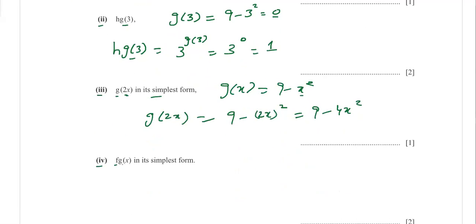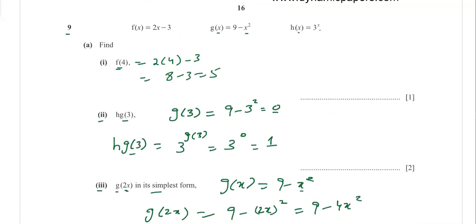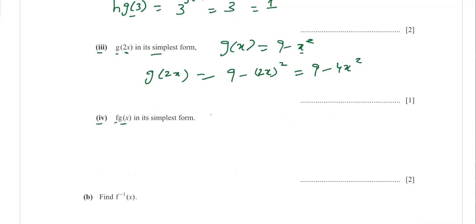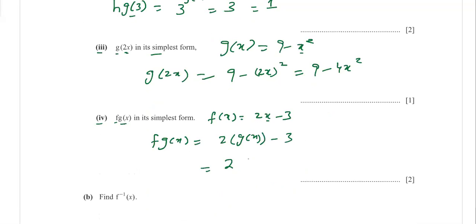And then part 4 is find f g of x in its simplest form. Now to find f g of x, it means in f replace x with g x. What is our f of x? F of x is 2x minus 3. To find f g of x, wherever x is coming, write g x. Now what is g x? G x is 9 minus x squared. So we'll get 18 minus 2x squared minus 3. We can say it's 15 minus 2x squared. That is our f g of x.